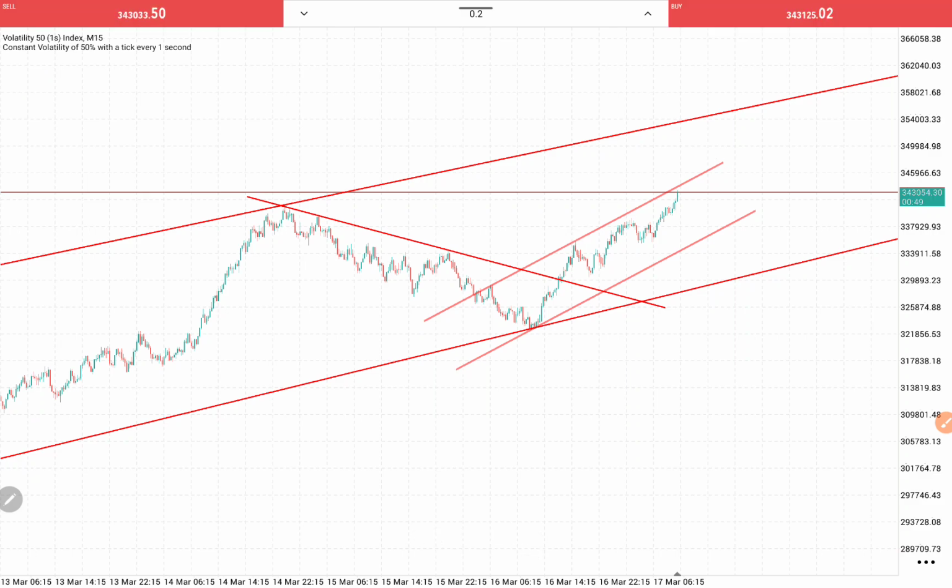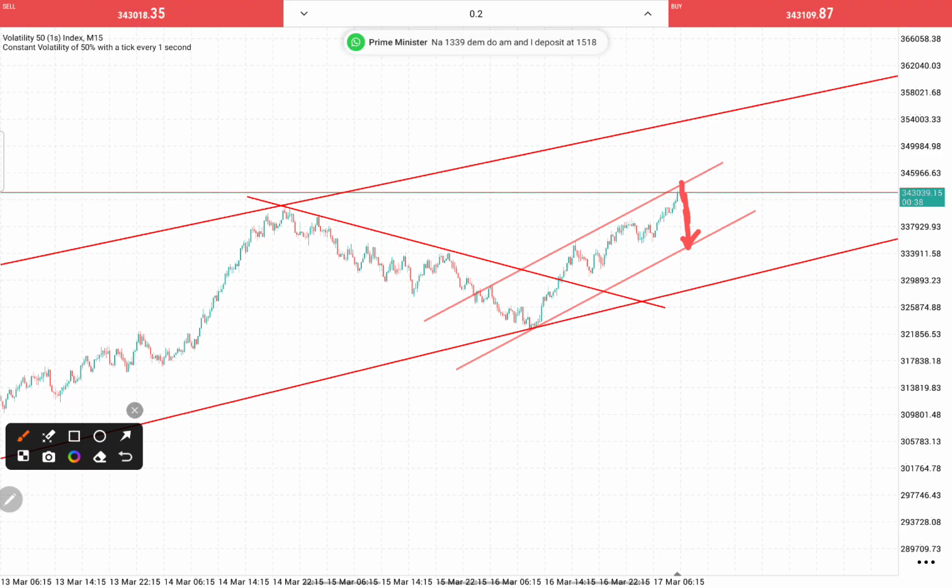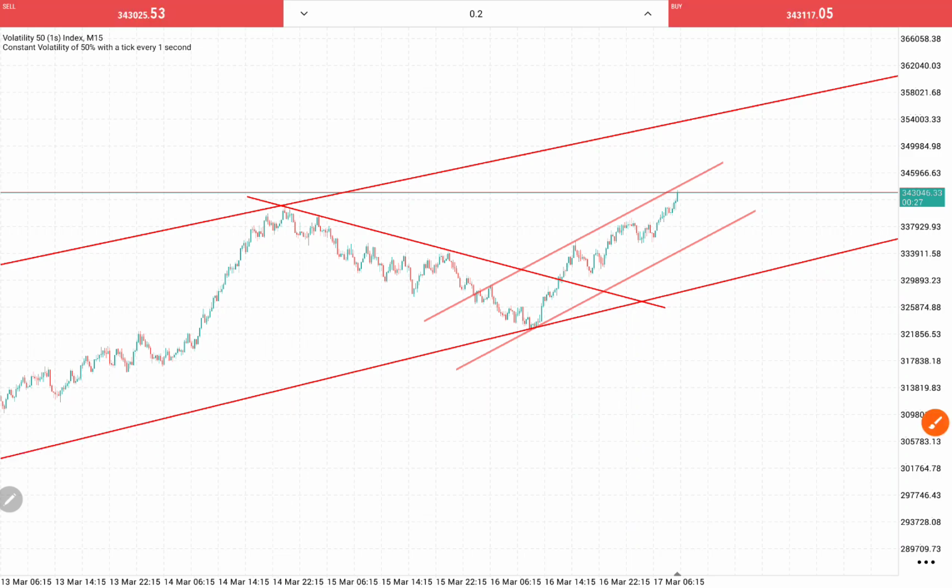So this one now, when the market touches this zone, this trend line, the market could do something like this to the downside. Sure you understand? So you can learn how to do this analysis, how to draw your trend line very well, so that you are going to be making good money for yourself. I hope you understand.